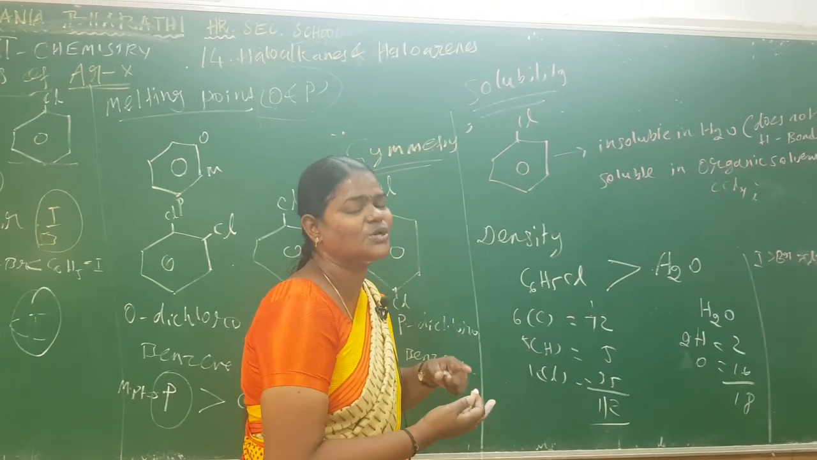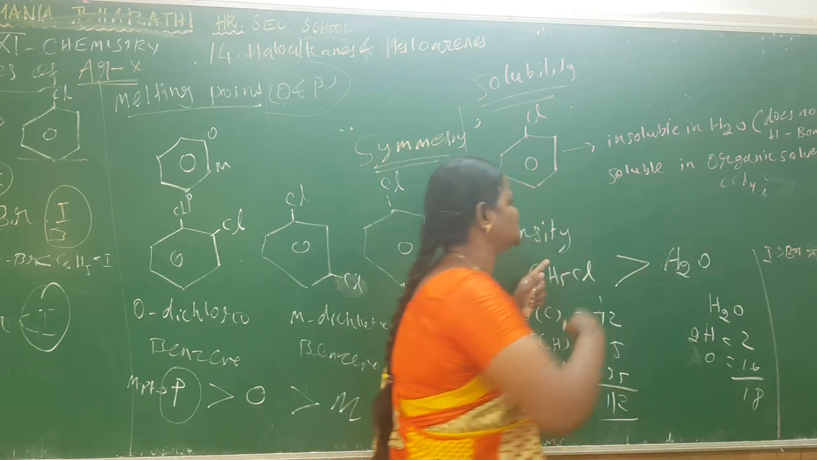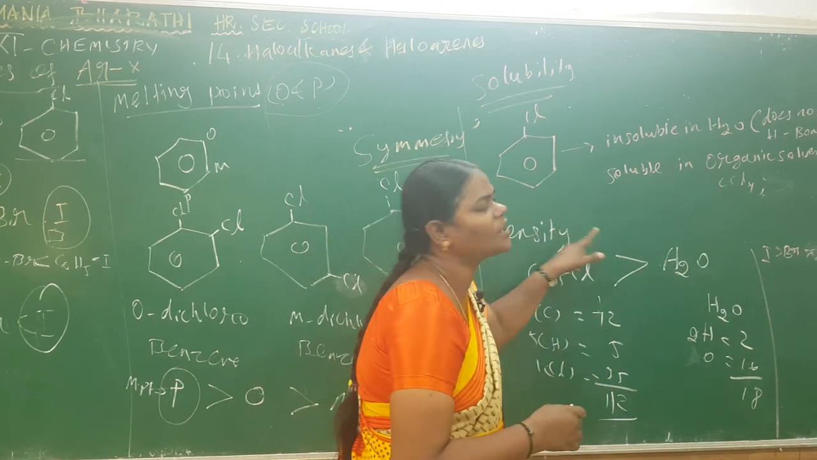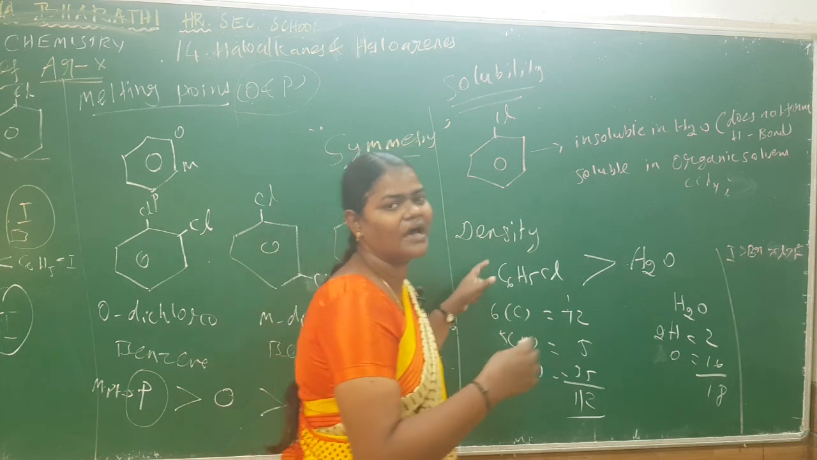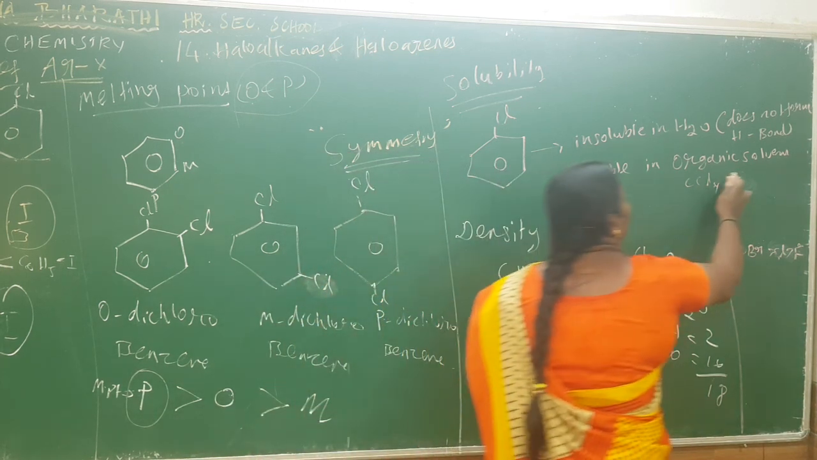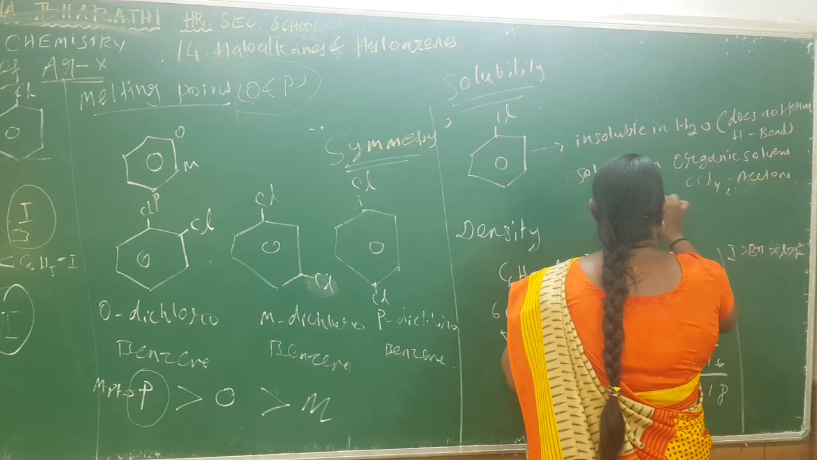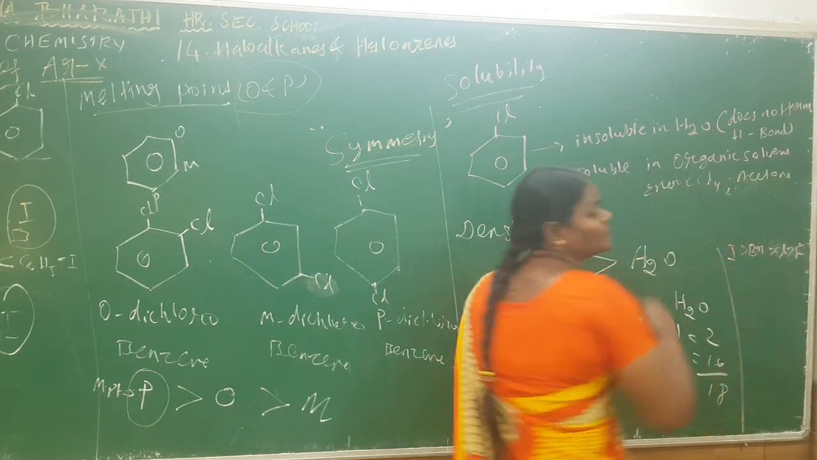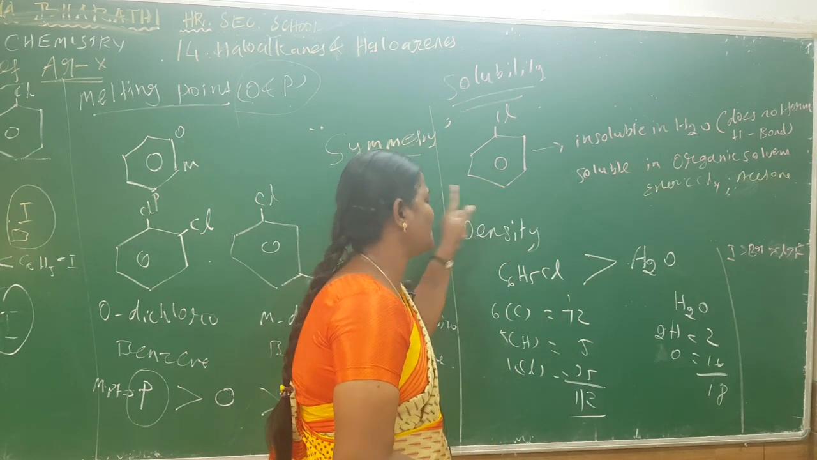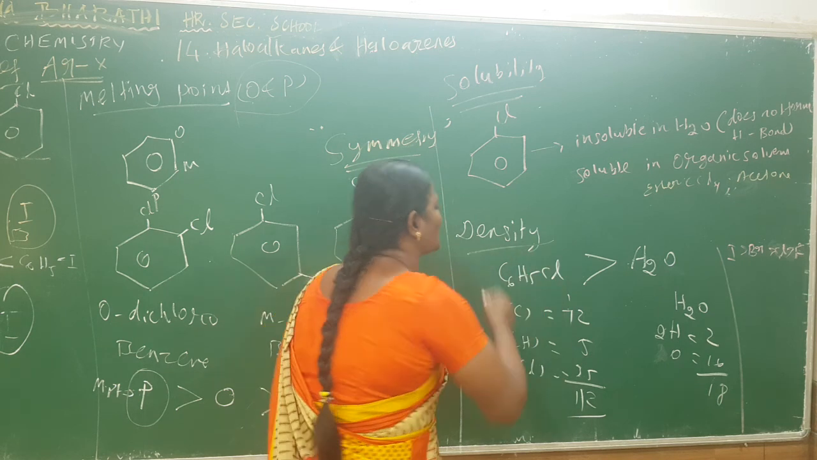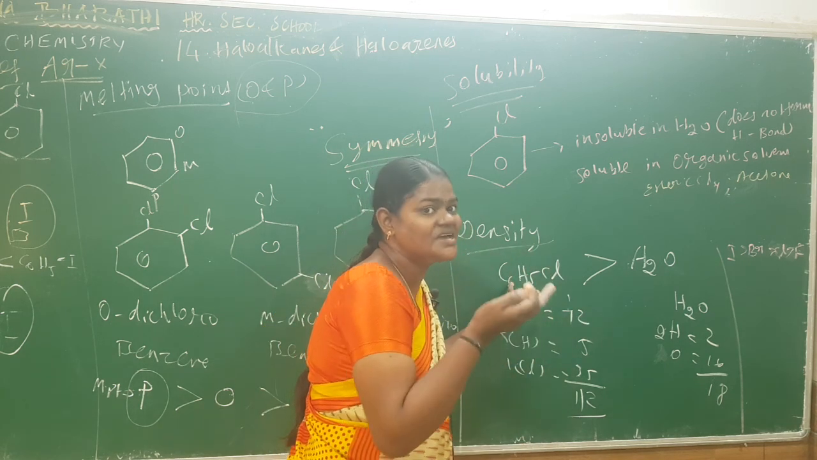Haloalkanes are insoluble in water. What's the reason? They do not form hydrogen bonds, but they are soluble in organic solvents: carbon tetrachloride, sulfur dioxide. What are the organic solvents? I can write down acetone also, and ether. These are all solvents for chlorobenzene.